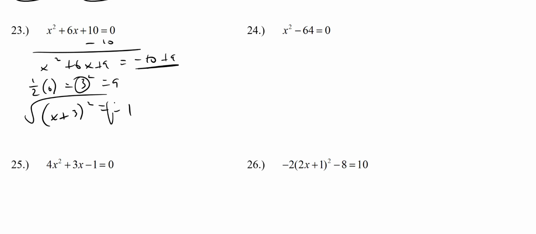And then I take the square root of both sides. So x plus 3 equals plus or minus, and the square root of negative 1 is i. So your last step is subtract 3 from both sides. So x equals negative 3 plus or minus i.